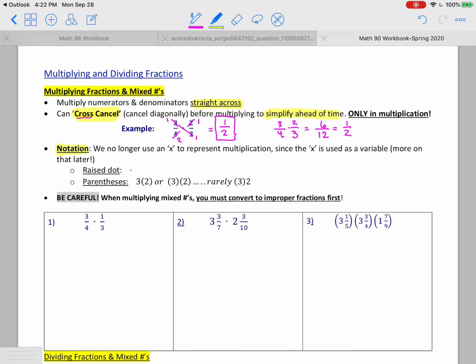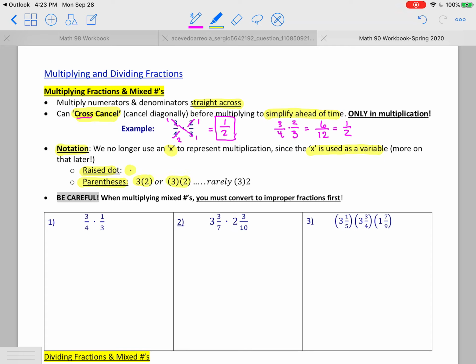One of the other things I wanted to note here is what we use in terms of multiplication. We no longer can use the x. In algebra, the x is used as a variable, so we're going to talk more on that later on in the quarter. We now only have a couple of options. One would be what we call a raised dot. It looks like a period at the end of a sentence, but it's raised up just a little bit, kind of up in the middle.